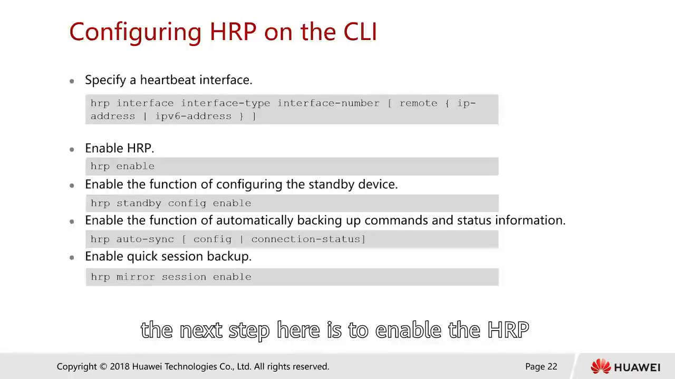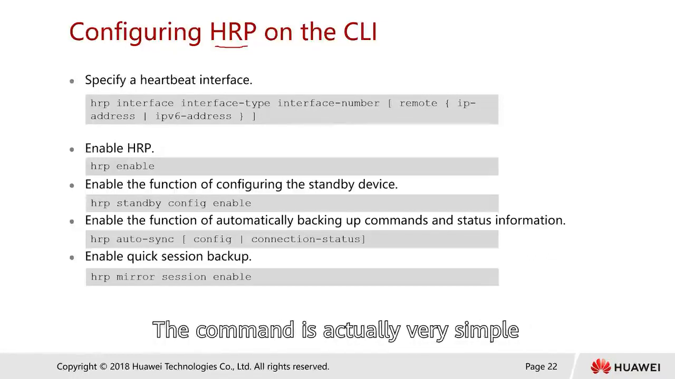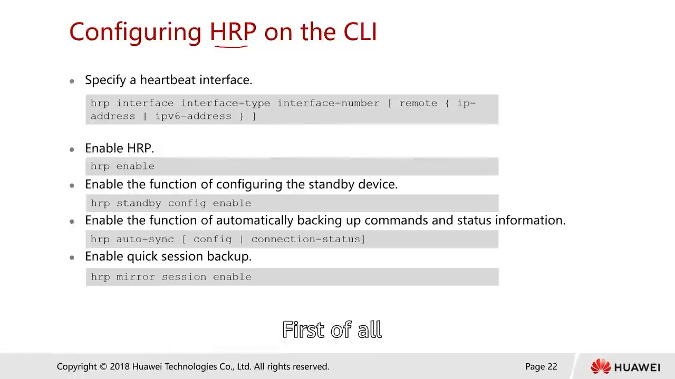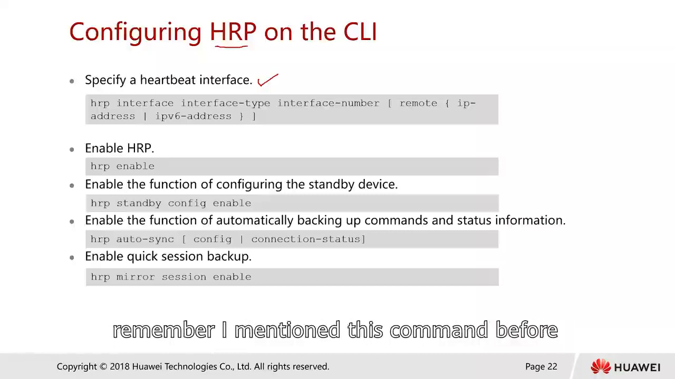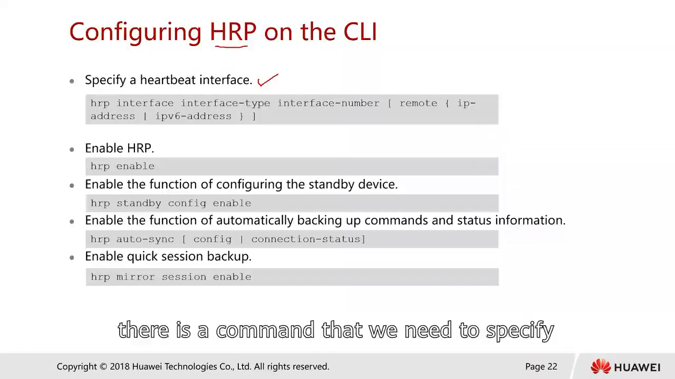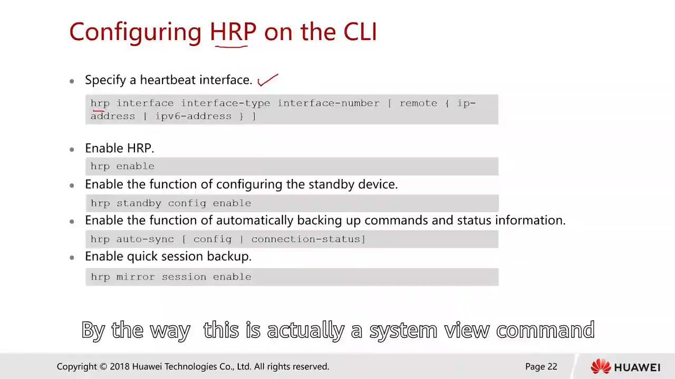And after that the next step here is to enable the HRP, Huawei Redundancy Protocol. The command is actually very simple. Okay, so first of all, we can actually specify the heartbeat interface. Okay, remember I mentioned this command before? I mentioned there's a command that we need to specify the heartbeat. So here's the command. Okay, by the way, this is actually a system view command.